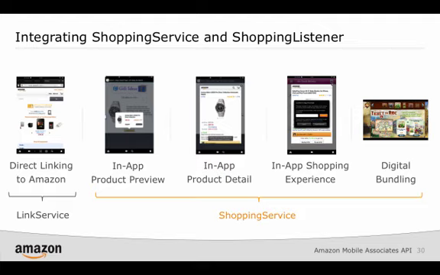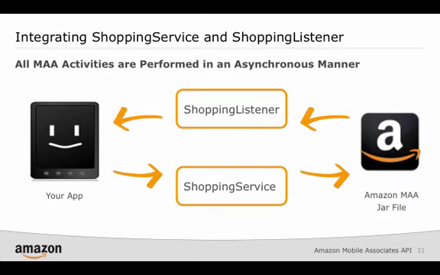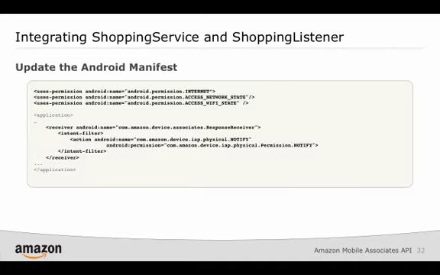To utilize all other features of the Mobile Associates API, you'll need to use the Shopping Service. The Shopping Service class initiates requests via the Amazon MAA jar file, and the ShoppingListener interface asynchronously receives responses to these requests. In order to receive ShoppingListener callbacks, your app needs to receive broadcast intents via the Response Receiver class. You must therefore register the response receiver in the application section of your Android manifest file. Note that you will never use a response receiver class directly in your app.